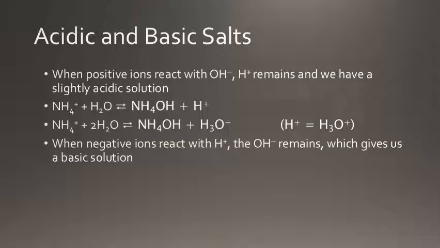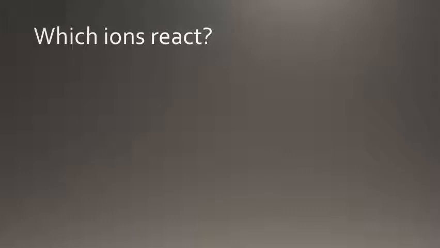When the negative ions react, an OH- remains, and that gives us our basic solution. If we have the chlorite ion plus water, we get HClO2 and a remaining OH- ion. That gives us a slightly basic solution.